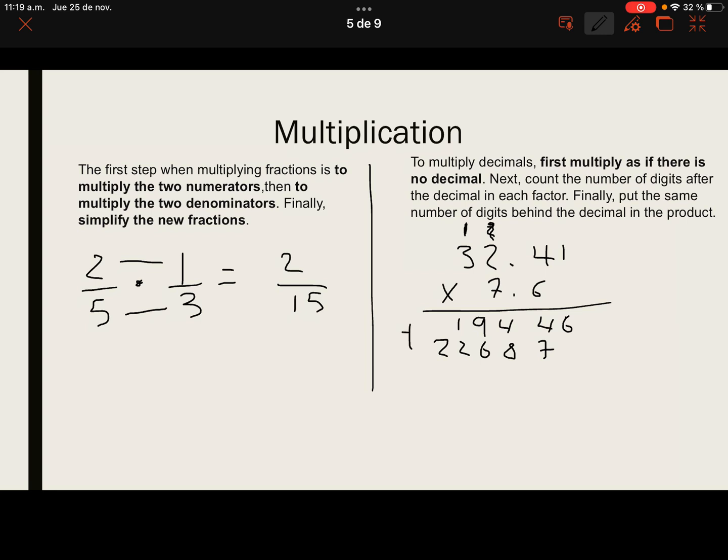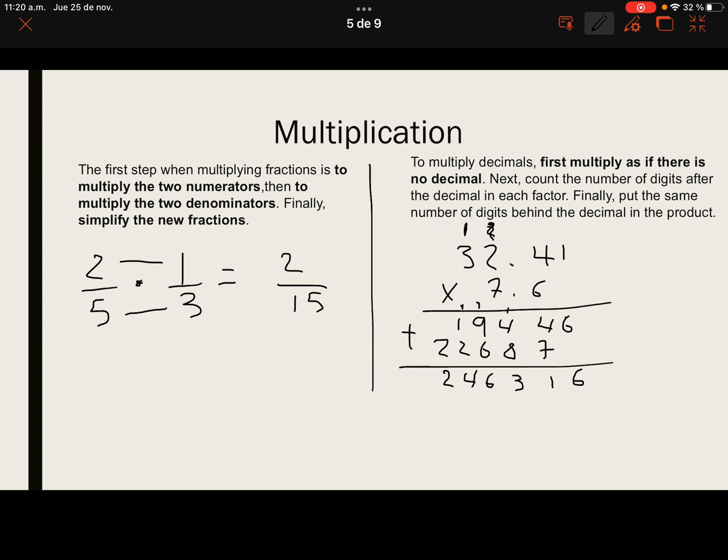And now let's add, as usual. 6 plus 0, 6, 4 plus 7 is 11, 1 here and 1 in the next column. 1 plus 4 is 5, plus 8 is 13. 1 here. 1 plus 9 is 10, plus 6 is 16. 6 here and 1 in the next one. 1 plus 1, 2, plus 2 is 4, and 2 plus nothing is 2.